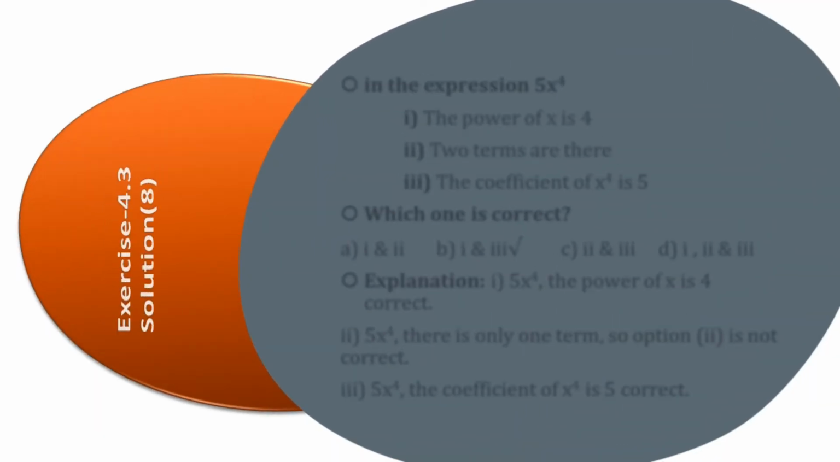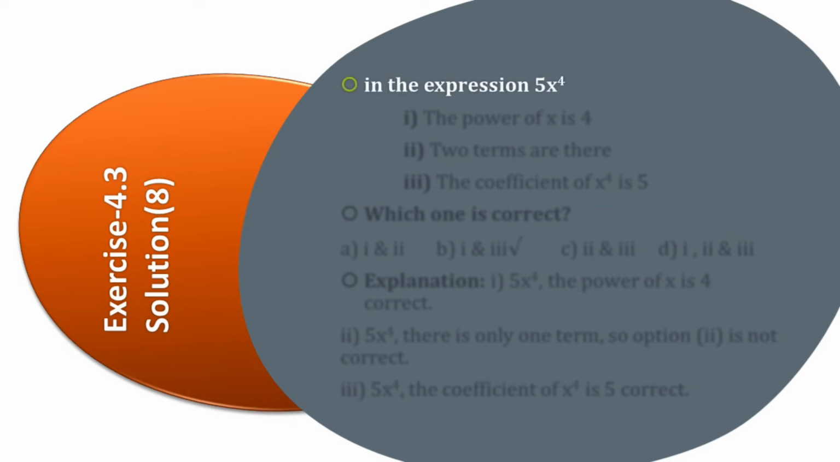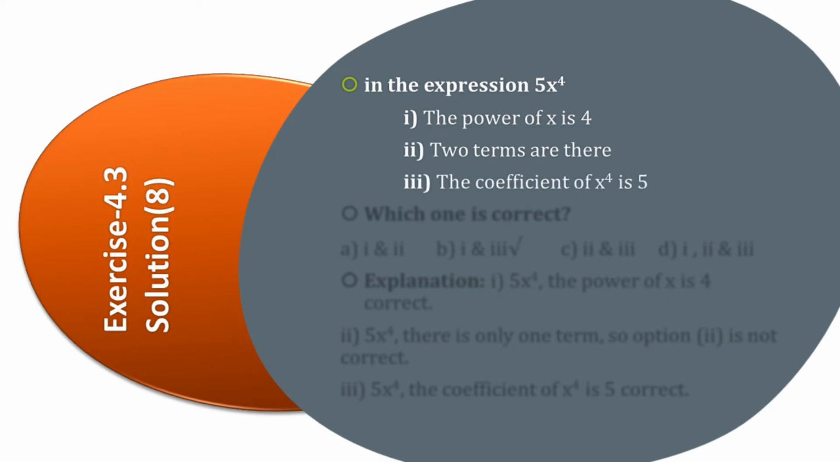This is solution number 8. Let us see the question. In the expression 5x to the power 4, number 1, the power of x is 4. Number 2, two terms are there. Number 3, the coefficient of x to the power 4 is 5. So which one is the correct answer, my dear?